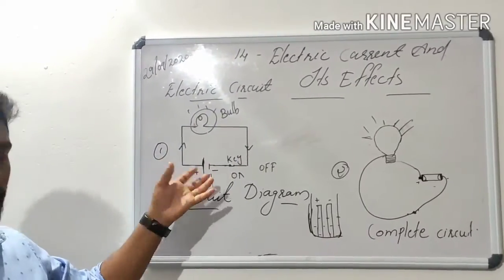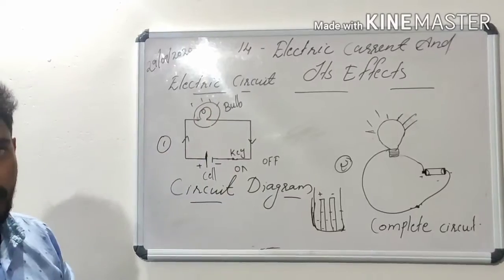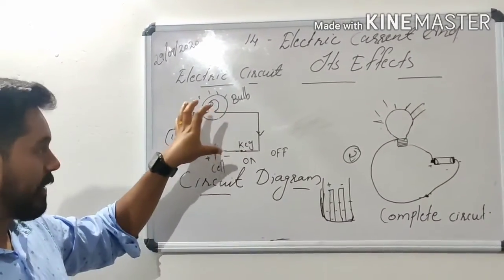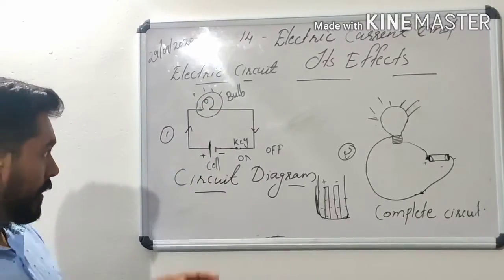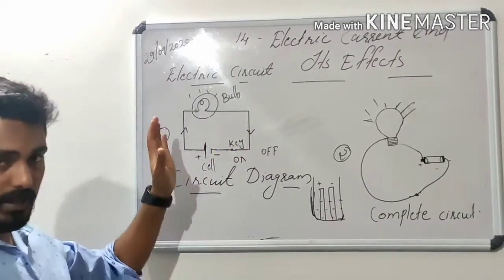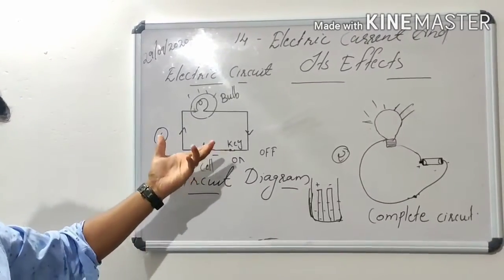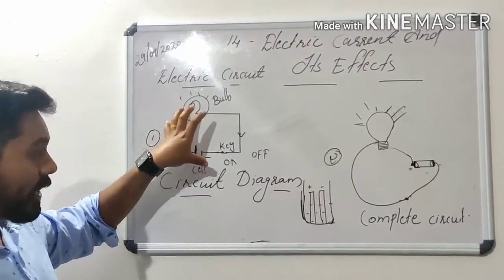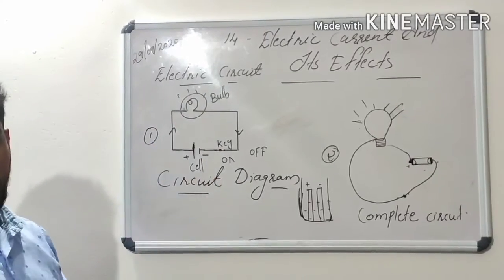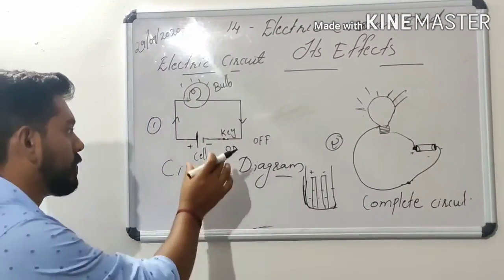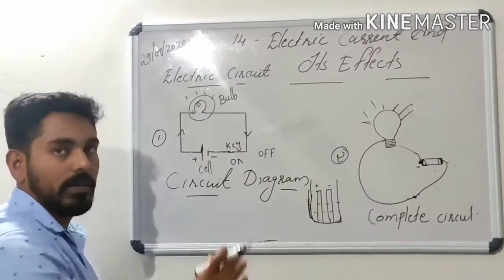And what is a circuit? It is a complete passage of electricity, or it is a path of electricity. So this is a diagram. This is called what? Circuit diagram. Why is it called a circuit diagram? It is a pictorial representation of a circuit. Actually it is a picture to represent a circuit. So that's why it is a circuit diagram.